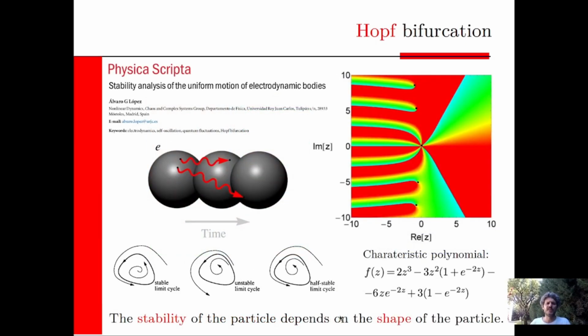We have done the same thing with a spherical particle, and we observe that the longitudinal motion is dissipative, so you get a Hopf bifurcation, and all the eigenvalues now have negative real parts. This is the characteristic polynomial. And what we have found is that the stability of the particle depends on the shape. But if we now put some external field fluctuations, zero-point fluctuations, or if you want, you can put a constant electric field, and the particle does the Hopf bifurcation already.